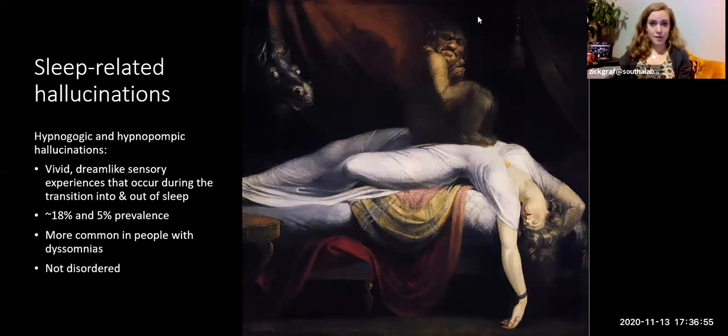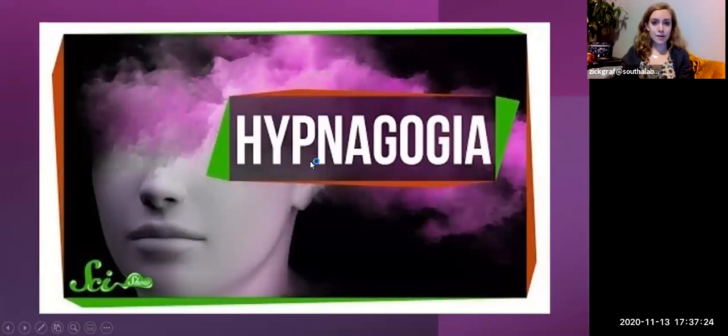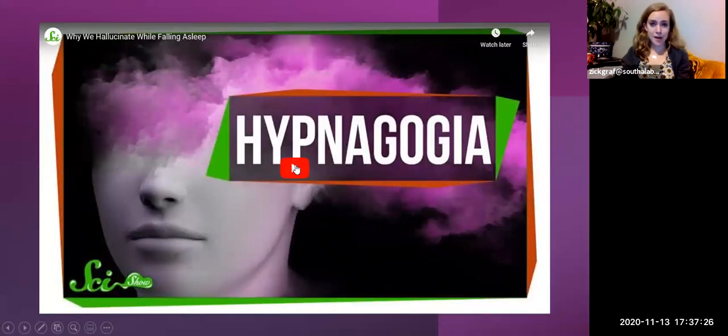Hypnagogic hallucinations are more common. Almost 20% of the general population has them, versus 5% of people who have hallucinations as they're waking up. They are more common in people with dysomnias who have inadequate quality or quantity of sleep. That's because one of the main triggers for them is fatigue and having disrupted sleep for whatever reason. But they're not inherently disordered. They're normal experiences that many people will have in their lives. This is a video that explains some of the biology of why they happen and also what they're like.